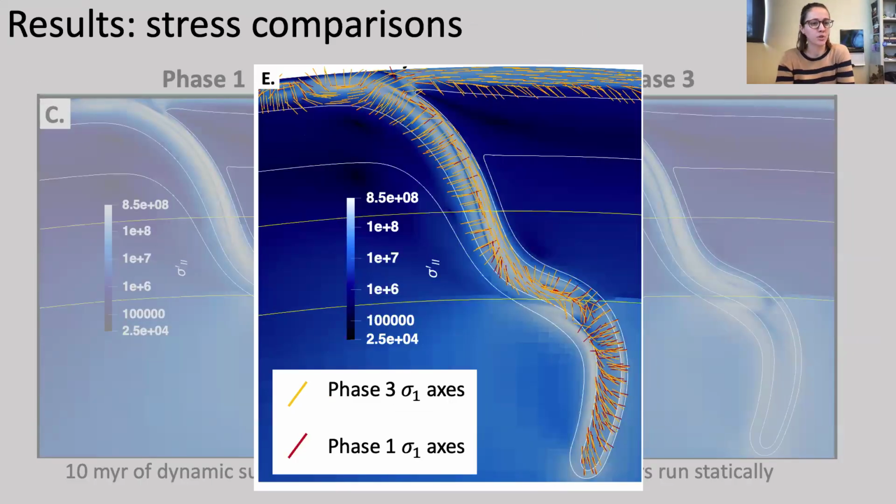Additionally, we can compare the stress orientations. What you're seeing here are the principal compression axes, calculated from the stress tensor in the model, with the orange lines being the principal compression calculated using the static method, and the red lines being the principal orientations calculated using the dynamic method. Throughout the upper mantle and transition zone, we see pretty good agreement. A lot of the axes are aligned directly on top of each other.